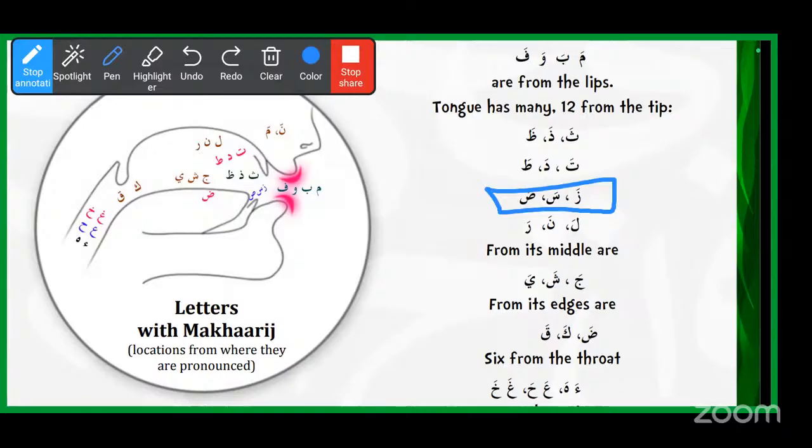But these three letters, Zai, Seen, and Sod, are indefinite. They can be continued for long, like the letter Zai. I can continue the sound of this letter with the pressure of air. So the tongue has to be a little bit out. The tongue doesn't play a role in this. Only from between the teeth the sound goes. My tongue is suspended. I am not moving my tongue or impacting it anywhere.